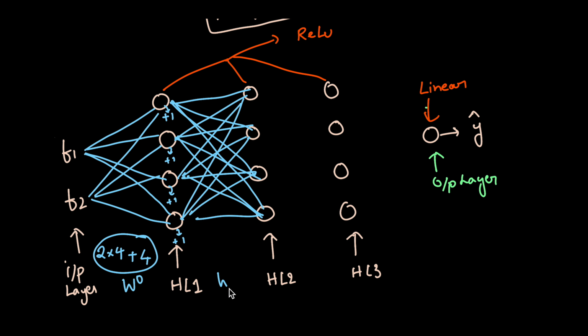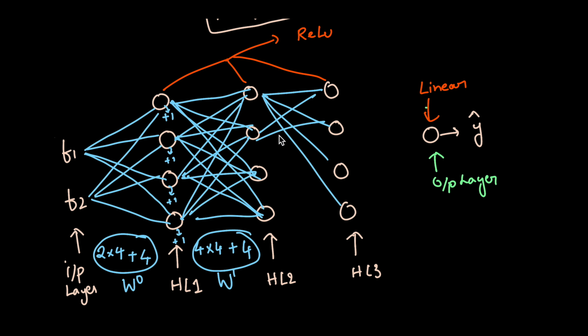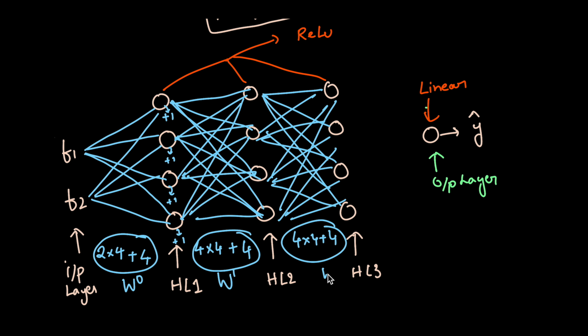And what will be the number of weights in W1? It is really simple. It will be 4 into 4 plus 4, and by now we have discussed this multiple number of times. And here also it will be 4 into 4 plus 4. This is the number of weights in W2. And finally the outputs will come connected to the neuron in the output layer, and here the number of weights should be 4 into 1 plus 1, and we'll be getting our output.